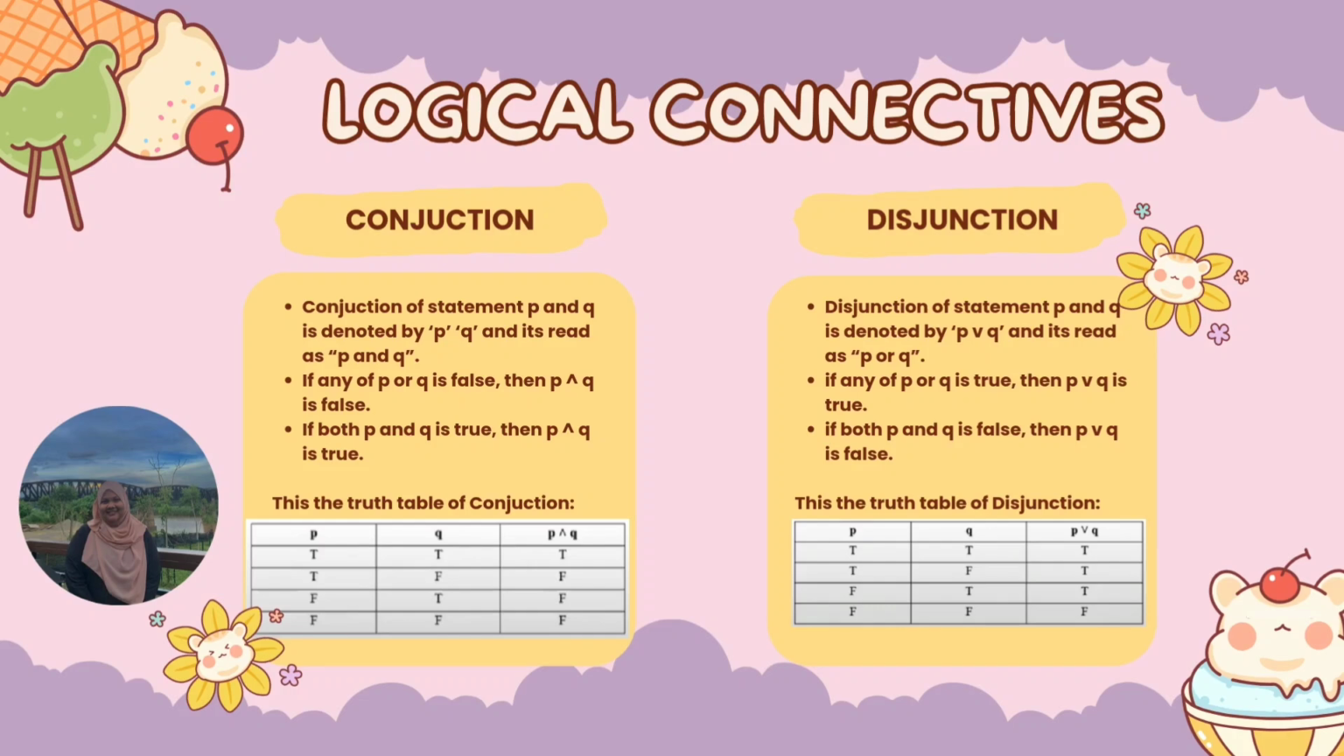And next, disjunction. Disjunction of statements P and Q is denoted by P ∨ Q and is read as P or Q. If either P or Q is true, then P or Q is true. If both P and Q are false, then P or Q is false. This is the truth table of disjunction.